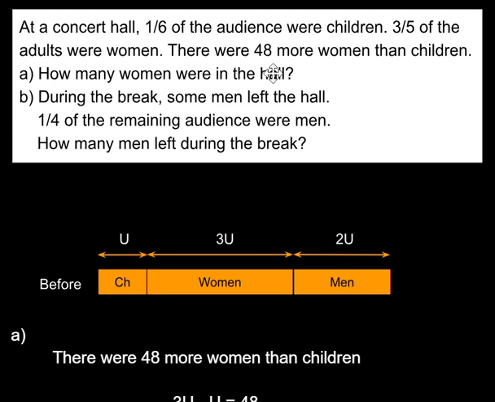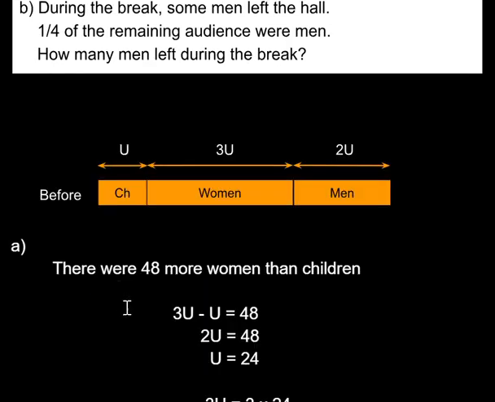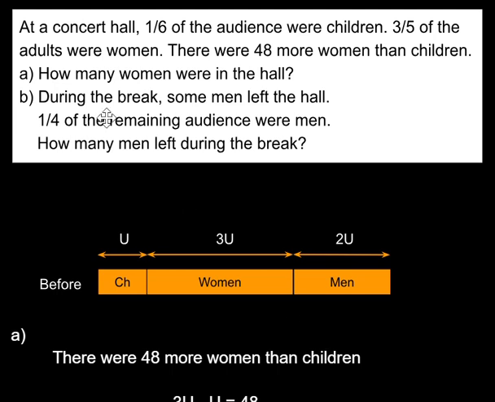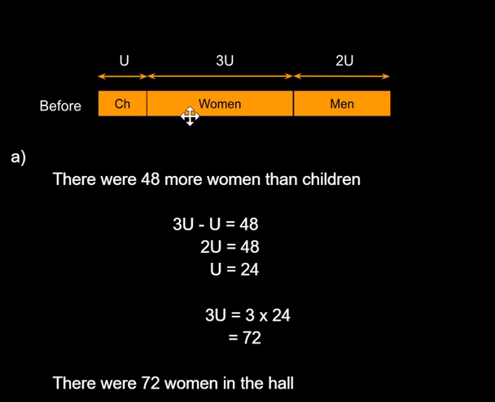Okay, there were 48 more women than children. So you know that women is 3 units, children is 1 unit. Therefore, 48 more women than children must be equal to 2 units is equal to 48. 1 unit is 24. So the question asks how many women were there in the hall? There's 3 units of women in the hall. So 3 times 24 is 72. So there are 72 women in the hall.